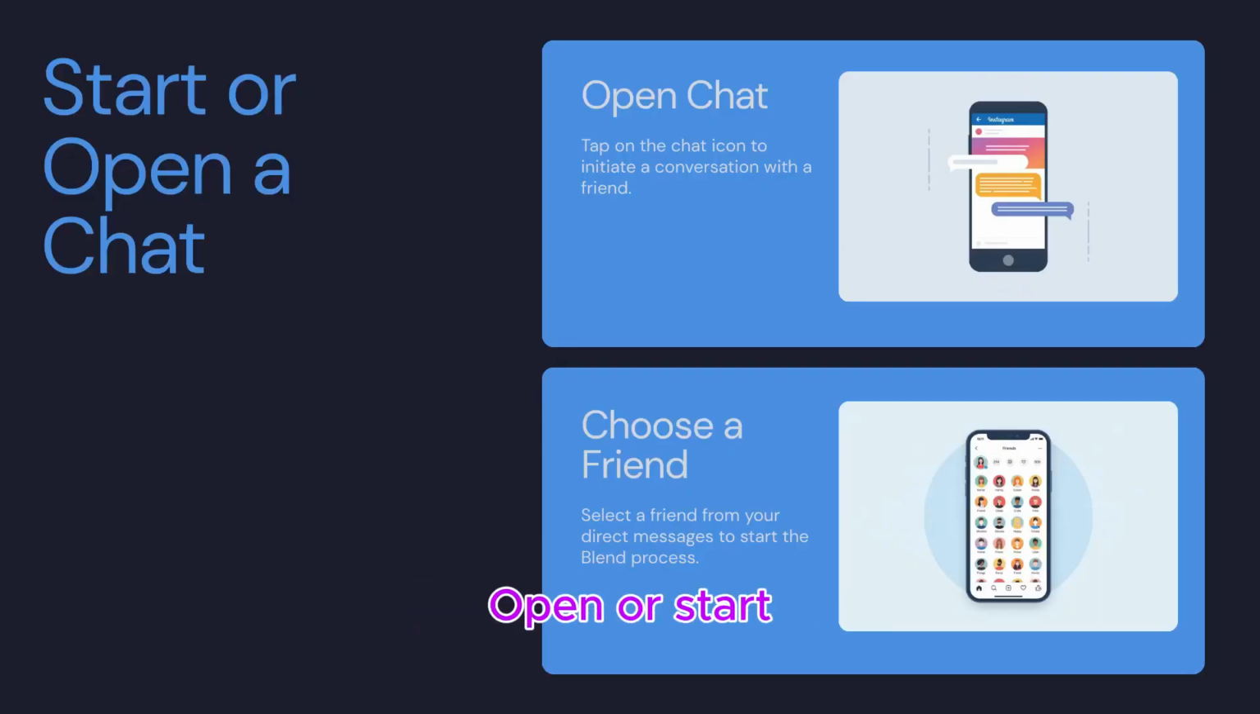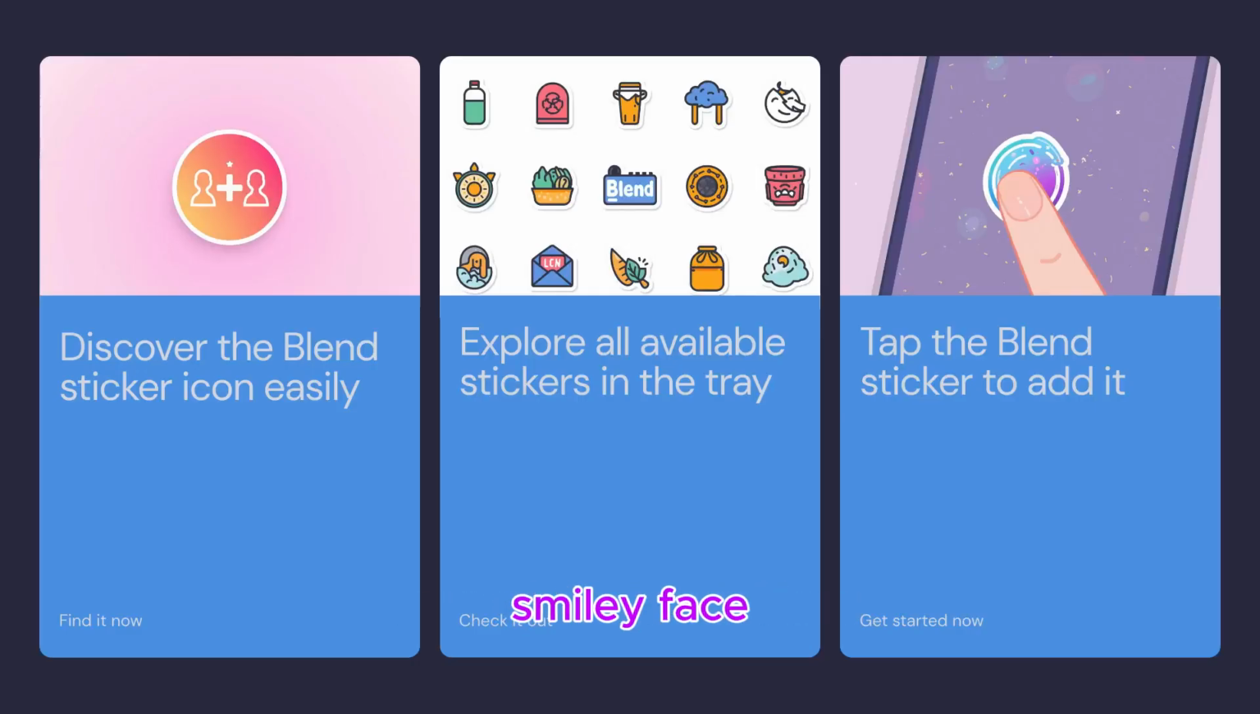Open the Instagram app and navigate to your direct messages by tapping the paper plane icon. Open or start a chat with a friend you want to create a blend with. In the message input field, tap the sticker icon which looks like a smiley face.